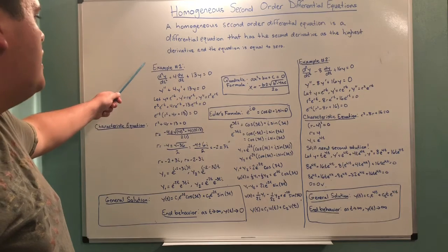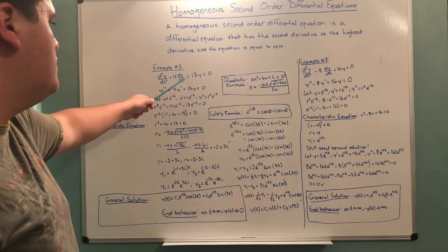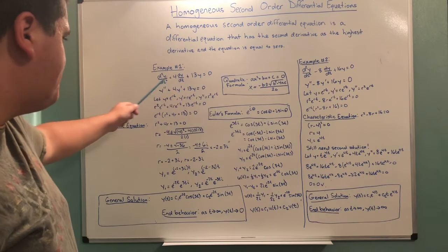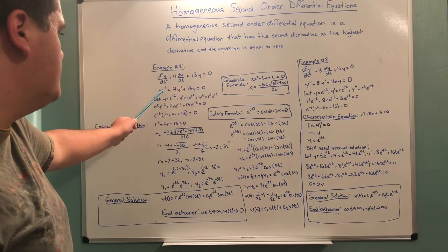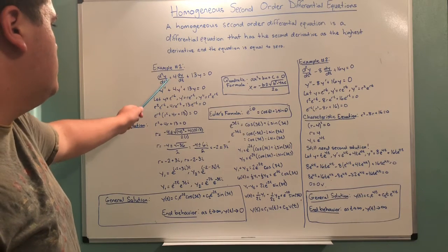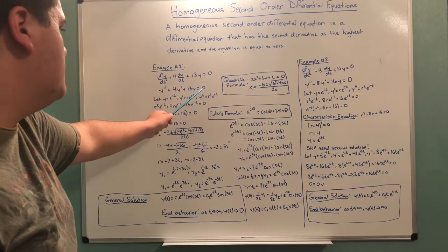For our first example, we have d squared y over dt squared, plus 4 dy over dt plus 13y is equal to 0. Because this is a second derivative, this can be written as y double prime, these tick marks are known as primes, plus 4y prime, this is the first derivative of y, plus 13y is equal to 0.